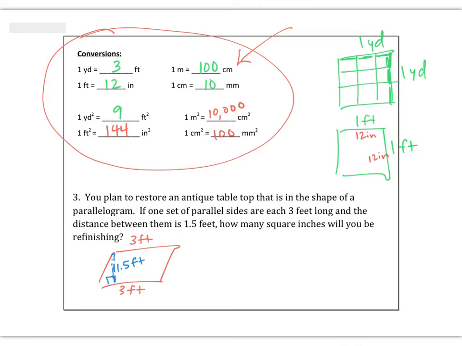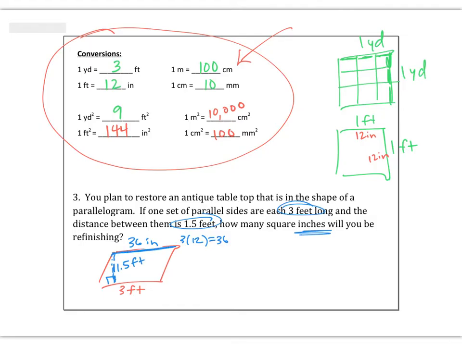How many square inches will you be refinishing? Notice they gave our measurements in feet, but they want to know how many square inches we'll be refinishing. So convert at the start. 3 feet, if you multiply by 12, 3 times 12 is actually 36 inches. So our parallelogram, instead of being 3 feet long, I would use 36 inches long.